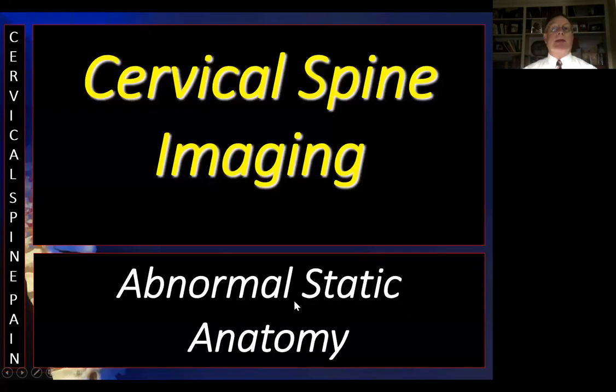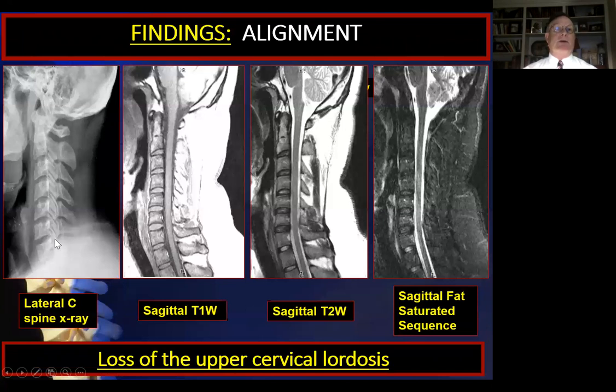So let's talk about some abnormal static anatomy. Here's a straightened C-spine radiograph. And again, this is not normal. It's not positional. The spine's not supposed to go this way. And when the spine is straight with loss of curvature, its ability to resist vertical load stress is diminished. So you're more susceptible to injury from a direct overhead trauma.